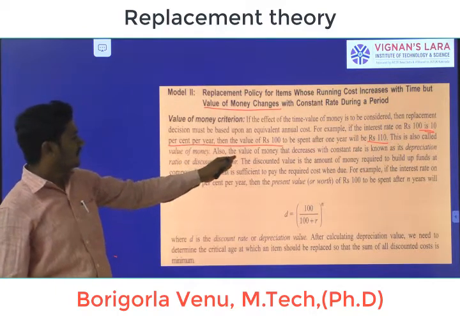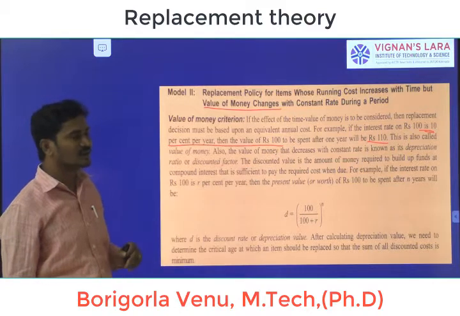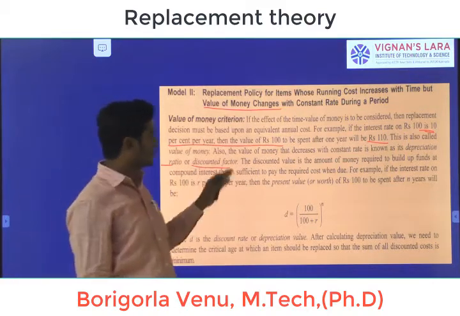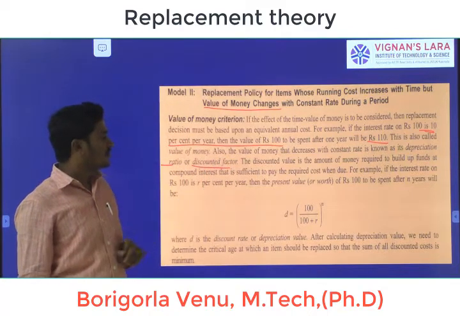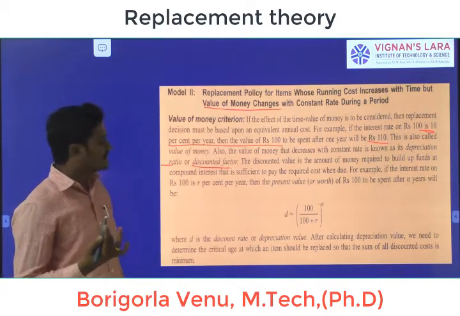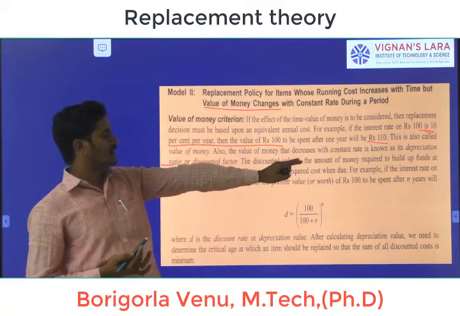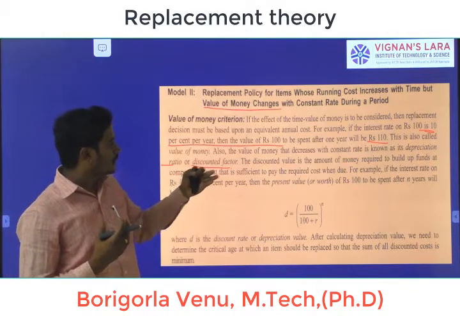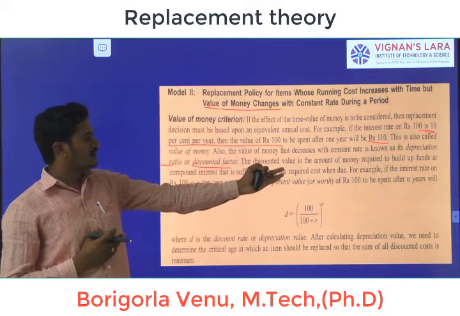The value of money that decreases at a constant rate is known as the depreciation ratio or discount factor. Based on this discount factor, we are going to replace the machine or the item. This discounted value is the amount of money required to build up funds at compound interest that is sufficient to pay the required cost when due.